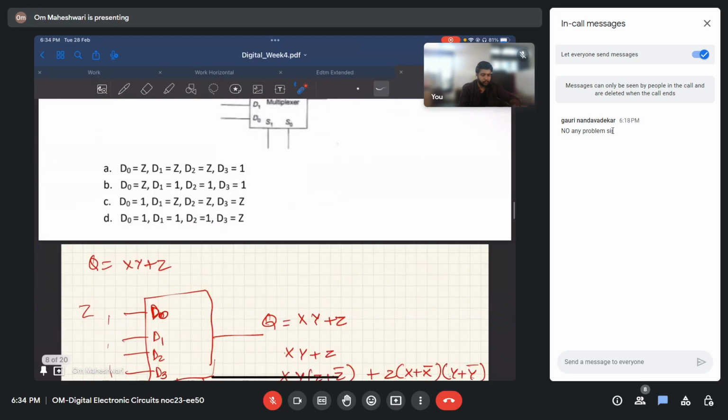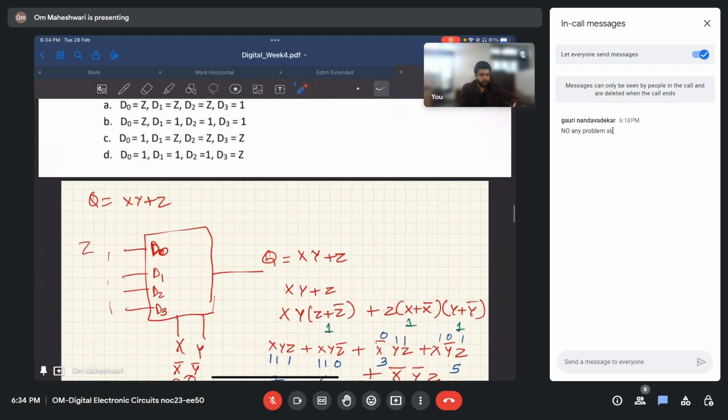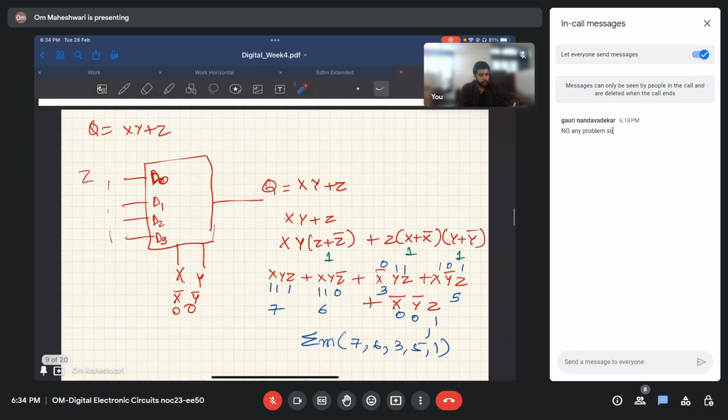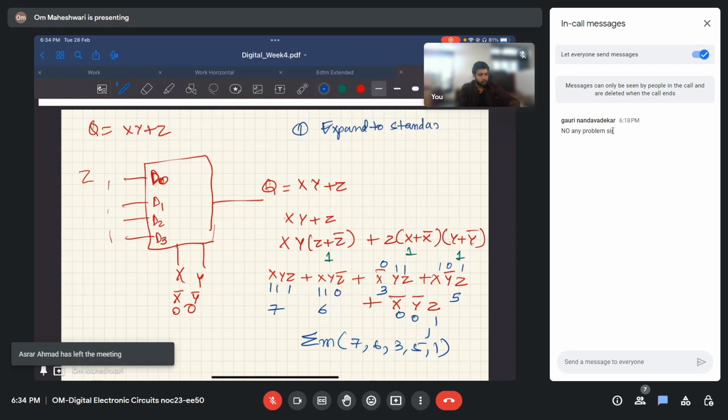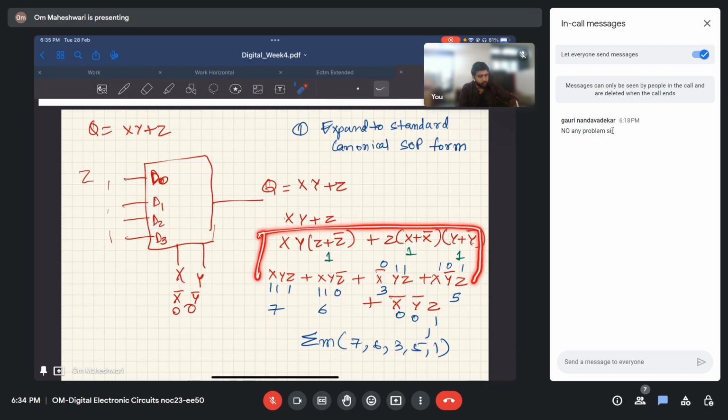So I'll repeat the steps again anyways. First, we have the function that we have to implement: Q equal to xy plus z. Then what do we have to do? We just need to expand it into its standard canonical SOP form. So here we have expanded it to standard canonical SOP form. Here we have 5 terms.